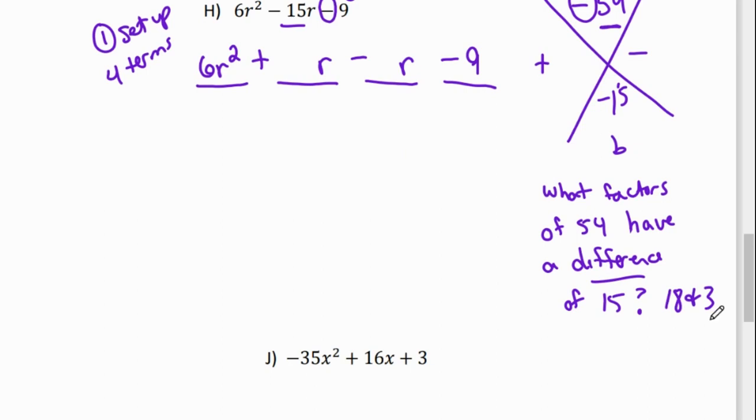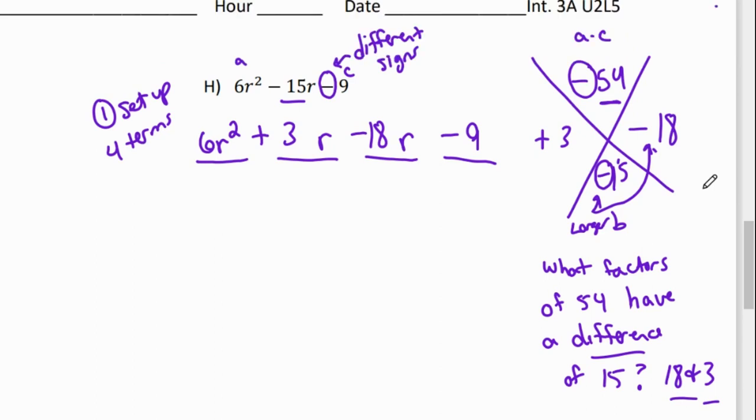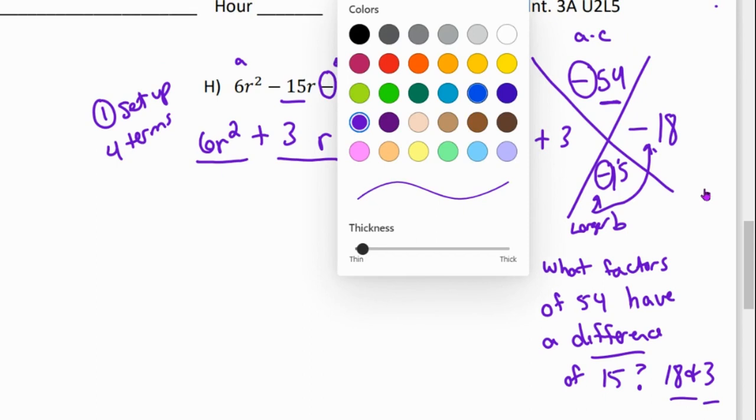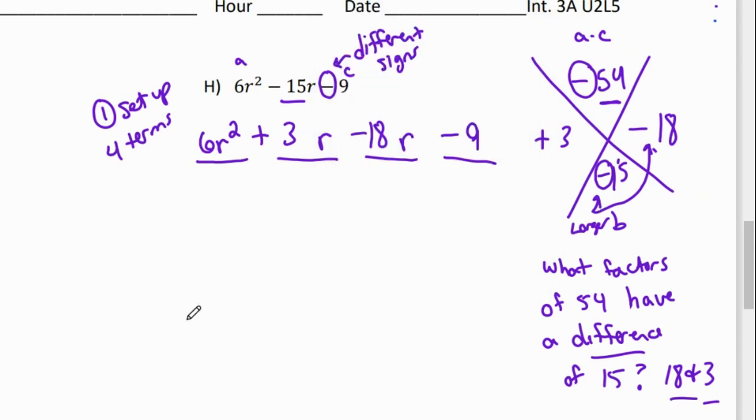So now the signs. If the 15 is negative, which of these two numbers has to be negative? The 18. And then the 3 has to be positive. So now we can put our numbers, we complete those four terms now with those two numbers in the middle. All right, now factor by grouping. Okay, go ahead and try doing that.